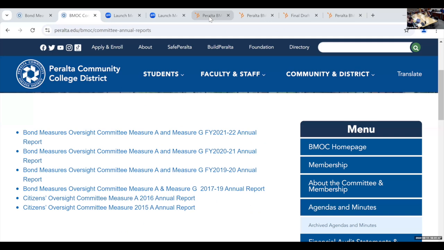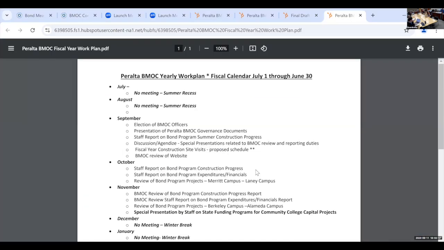So by changing this to "or as determined by the BMOC chair," it really doesn't change the rhythm of this document. It just gives some flexibility based on what our charge is, and that is to review the annual performance, fiscal and performance audits, and write the report. Other thoughts on that?